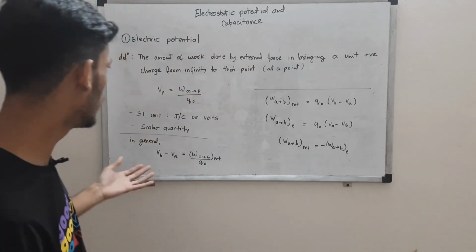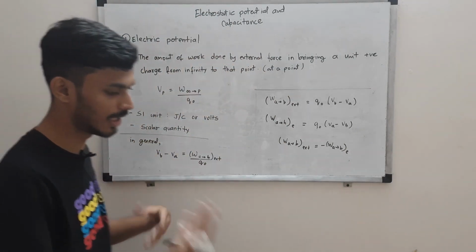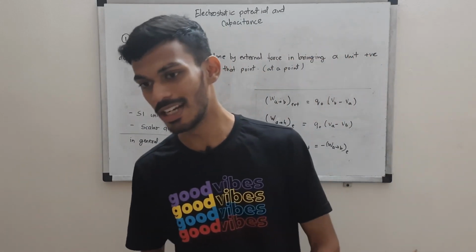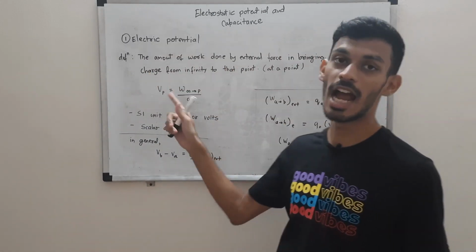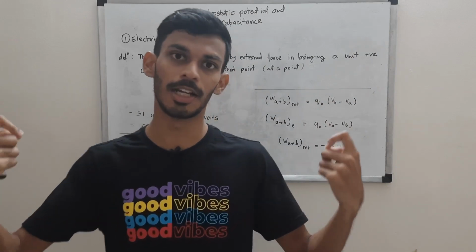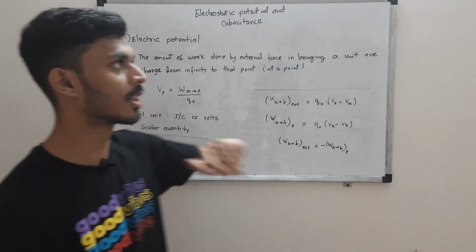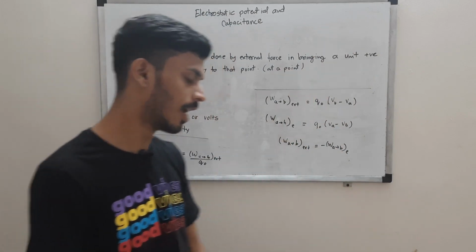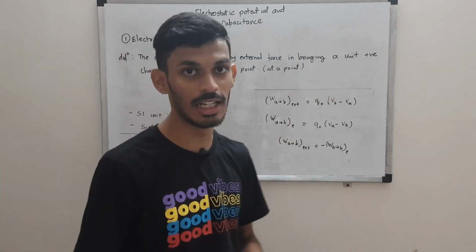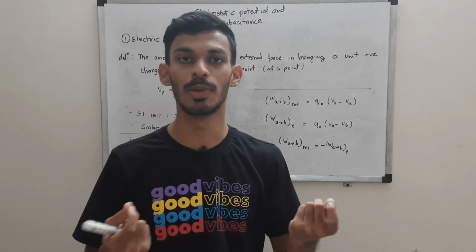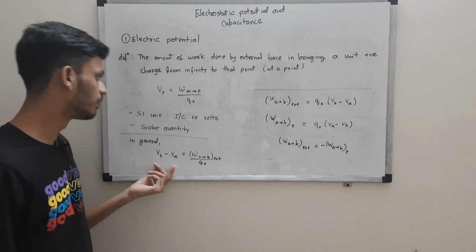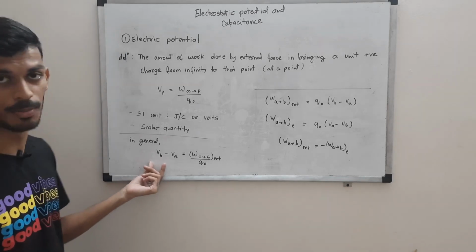Now let's try to define this potential in a general way. Now we'll define potential difference. This was potential at a particular point P, bringing the charge from infinity to that point. Now let us try and define potential difference. What is the potential difference between any two points in the space? Here we will get the potential difference.